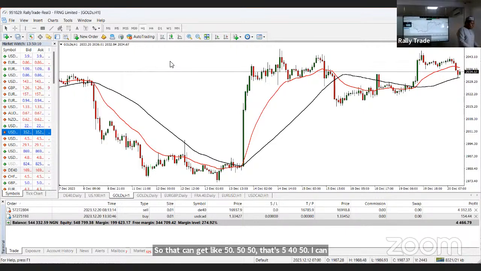Sorry, the black is 41 or 50? The black is 50. Black is the simple one, yes. Red is 21.